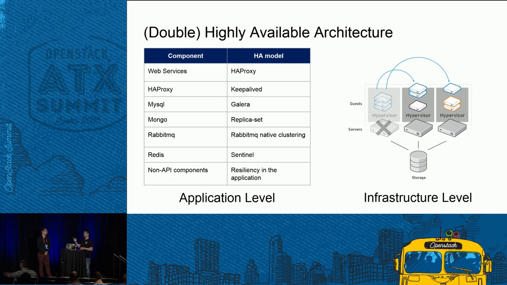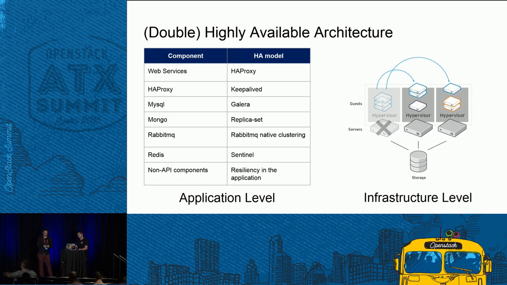For Redis, in the Pacemaker model, Redis is handled by Pacemaker, but we don't have Pacemaker, so we are using Sentinel. If you look at the common HA configuration of Redis, Sentinel is always there, so there is plenty of information upstream. And for the non-API components, this model is based on the belief that you don't need to provide HA to the OpenStack services. They coordinate themselves with RPC and the state in the database.